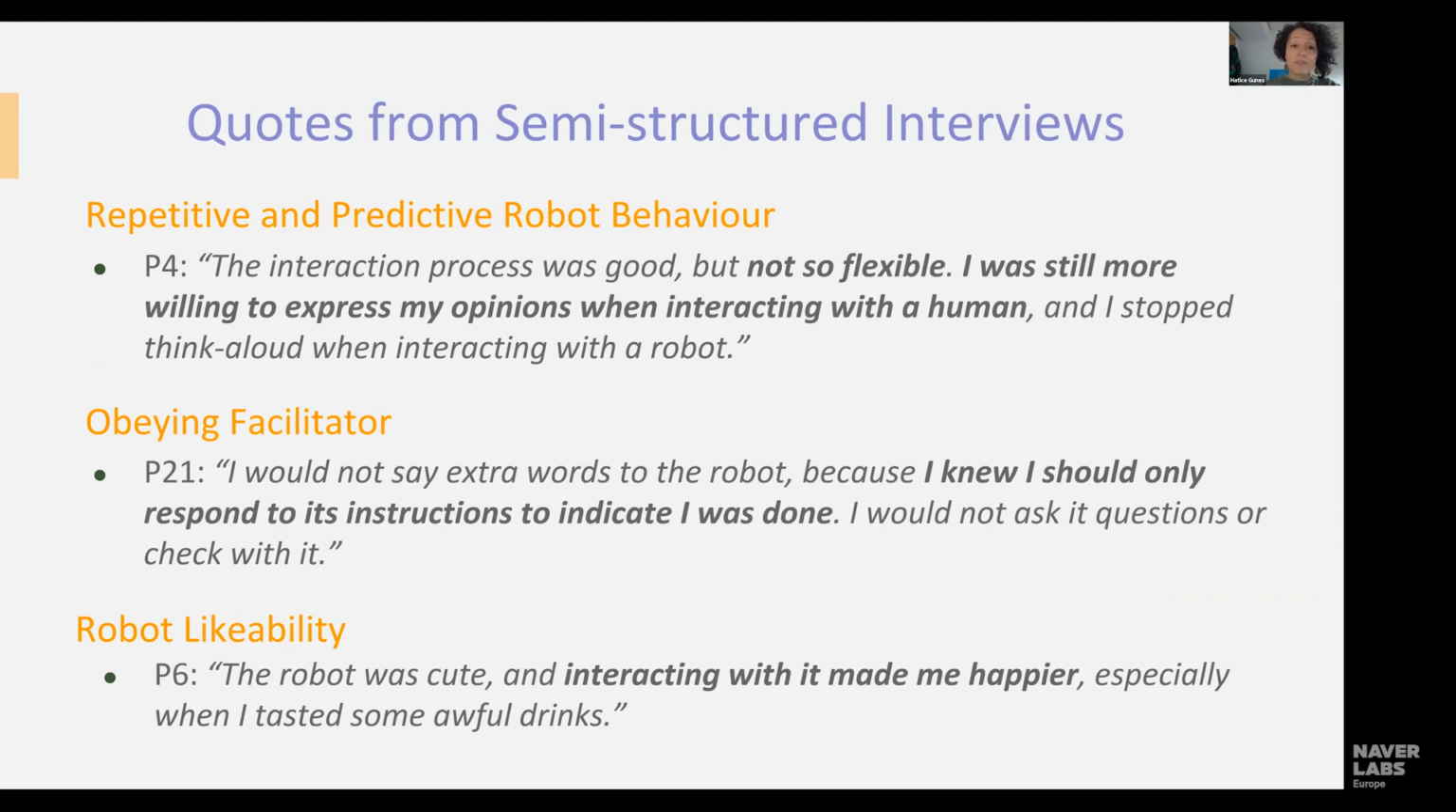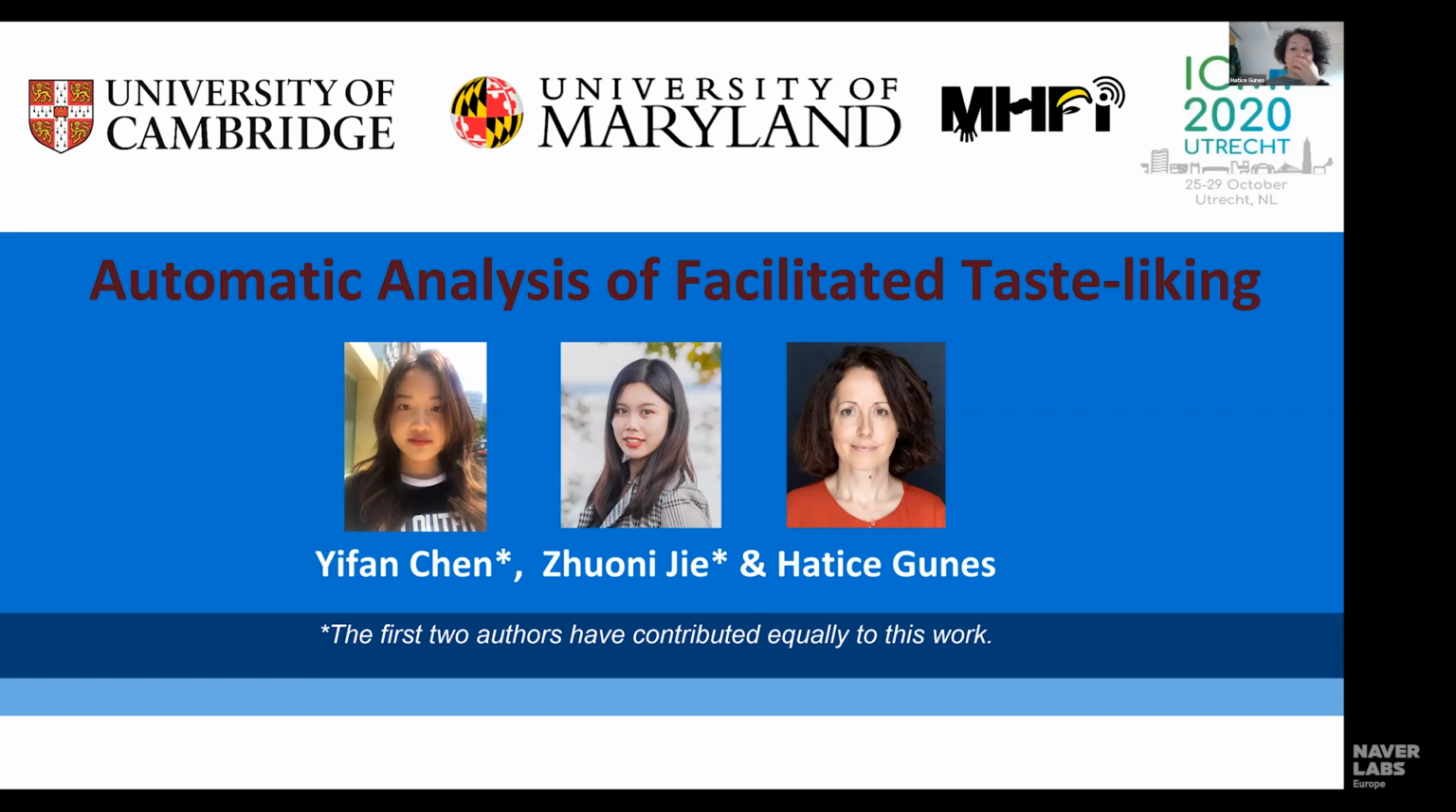And then from semi-structured interviews, there were interesting quotes, but mainly related to, for instance, repetitive and predictable robot behavior. One of the participants said, it was fine, but not so flexible. So they were more willing to express their opinions when interacting with a human. In terms of obeying the facilitator, one of the participants said they knew they should only respond to the robot's instructions to indicate they were done. So they would not ask questions or check with the robot. And in terms of likability, one participant said they found the robot to be cute, and interacting with it made that person happier. So with this, I'm going to move to the second part.